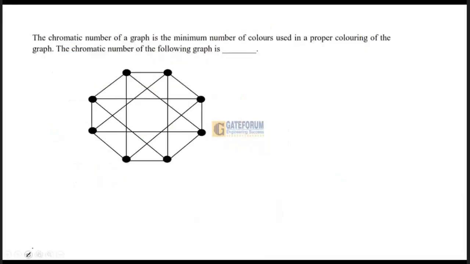This was asked from algorithm, and the question was asked for 2 marks, and the nature is numerical answer type. The topic was chromatic number, that is from graph theory of algorithm. The chromatic number of a graph is the minimum number of colors used for proper coloring of a graph. The chromatic number of the following graph is what?